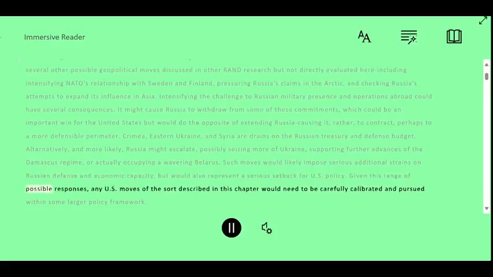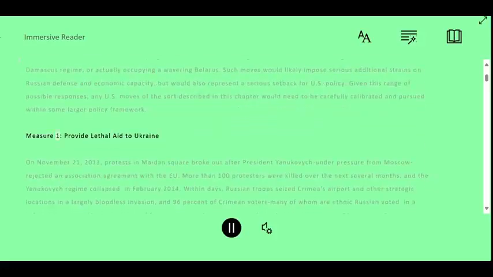Given this range of possible responses, any U.S. moves of the sort described in this chapter would need to be carefully calibrated and pursued within some larger policy framework. Measure 1. Provide lethal aid to Ukraine.